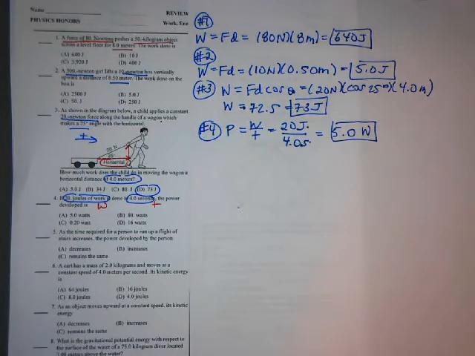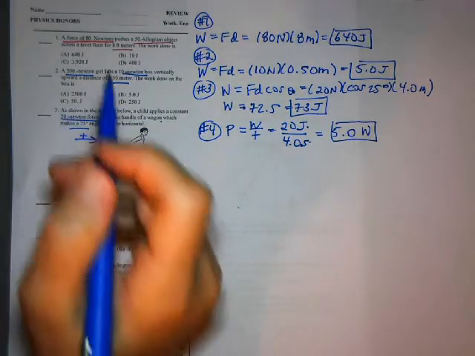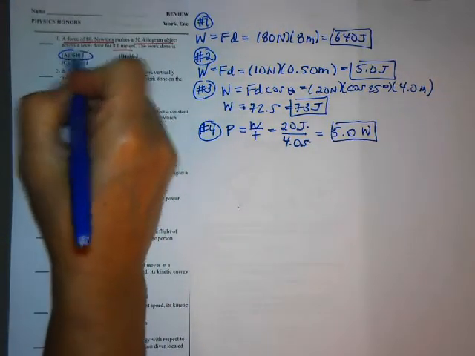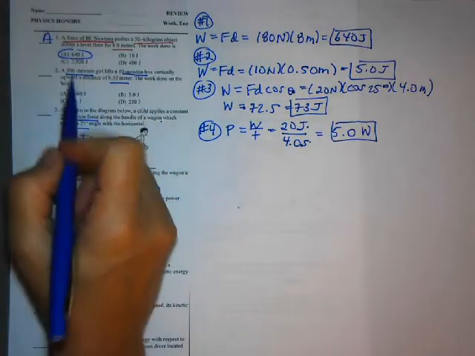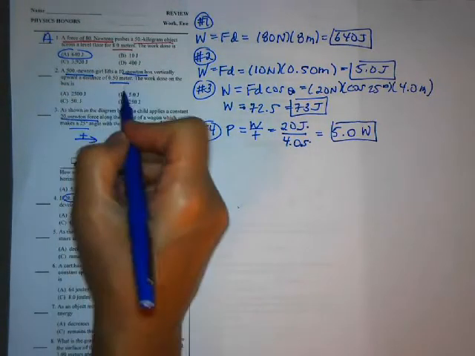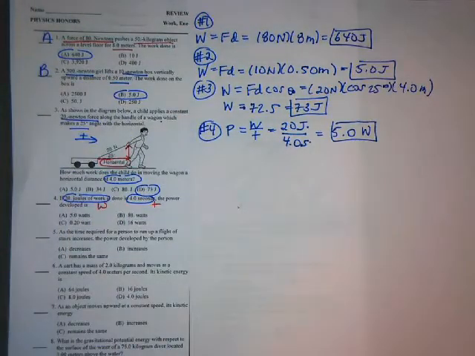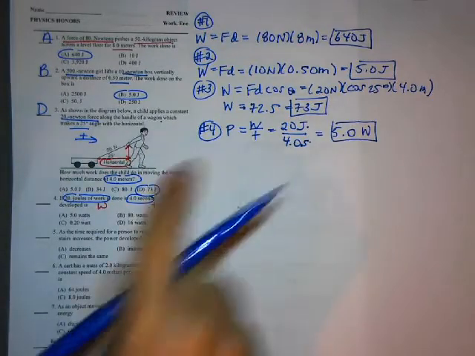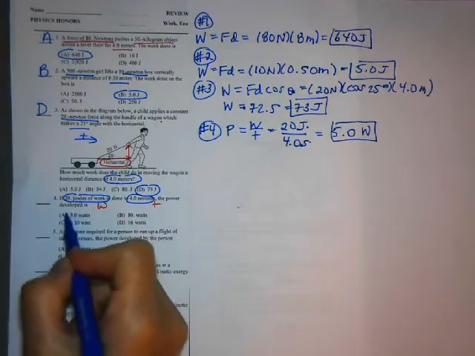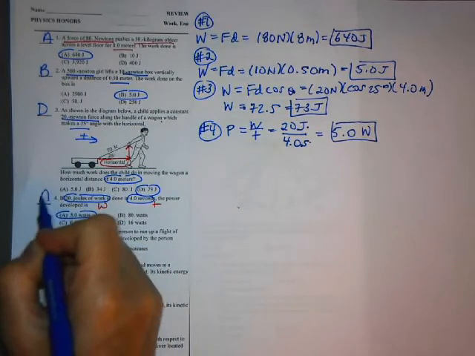All right. And again, we can put our answer choices in here. Number 1 was 640, which was A. Number 2 was 5, which was B. Number 3 was 73, which was D. Number 4 was 5 watts, which is A.